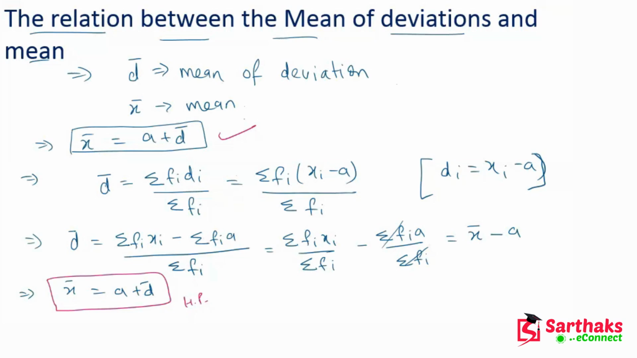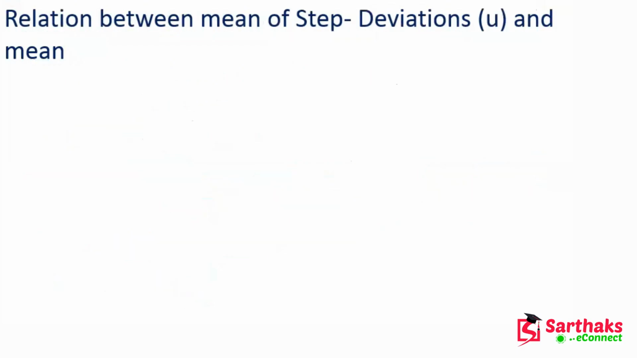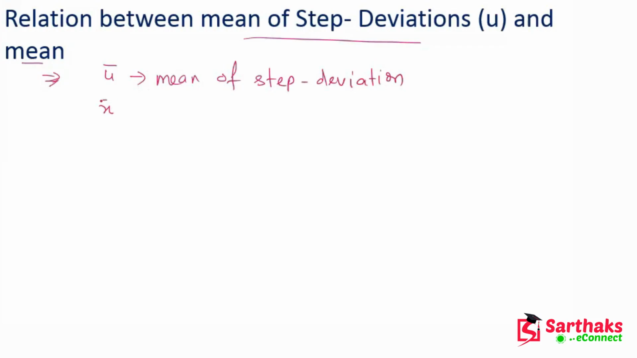My dear friends, I hope you understand this relation. So the relation between mean and deviation is what? X bar is equal to A plus d bar. Now let's see the relation between mean of step deviation and mean. We have to find the relation between the mean of step deviation, this is our mean of step deviation, and this is our mean.